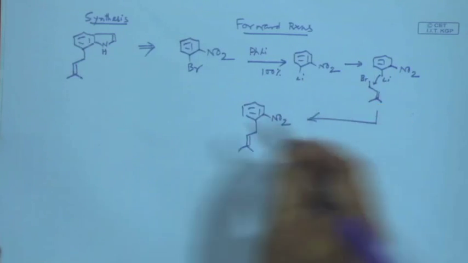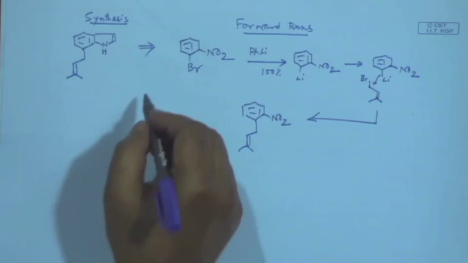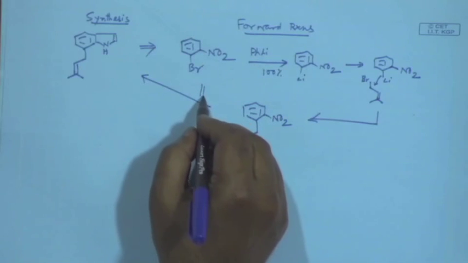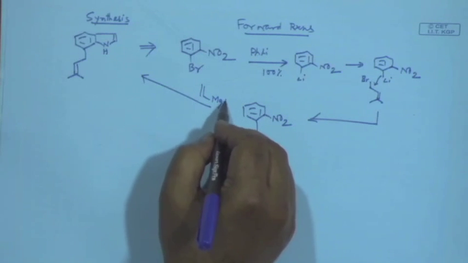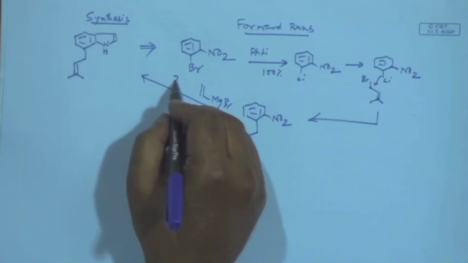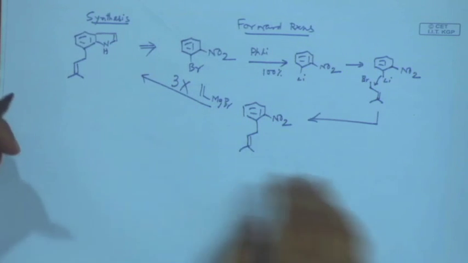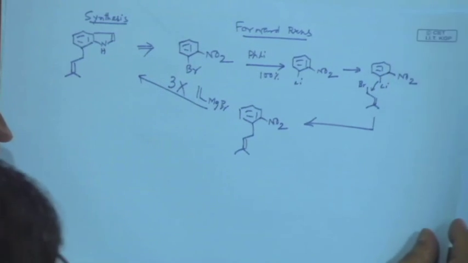And once this is done, then of course the next step is quite easy, right? Next step is very easy. What is that? Vinyl magnesium bromide. So three equivalents of vinyl magnesium bromide, you can straight away go to this material. Okay, so this is from the last class.